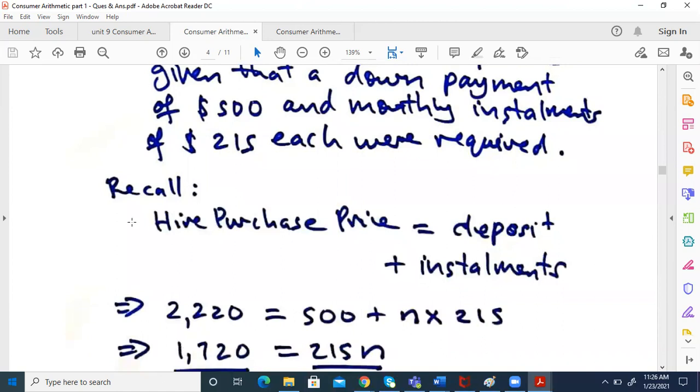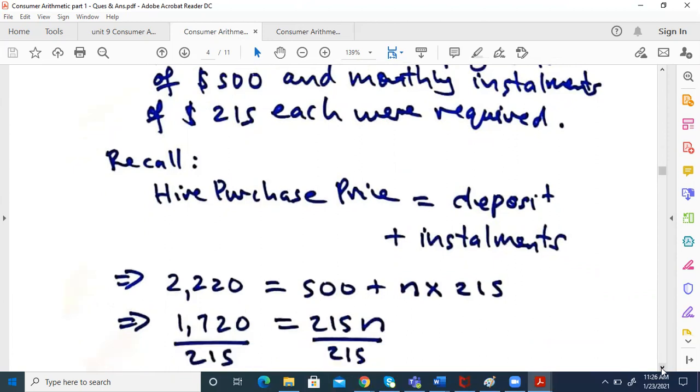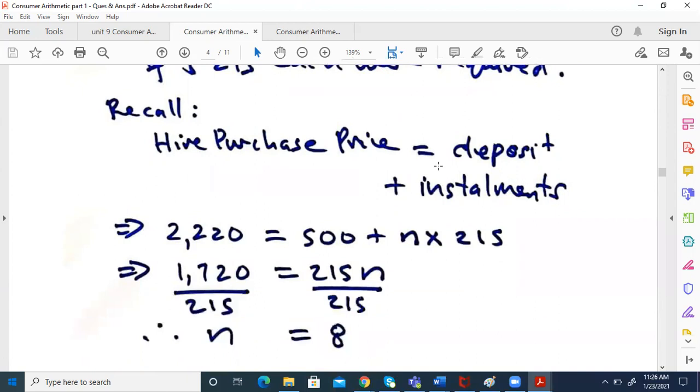So recall higher purchase price equals deposit plus installments. Very important. That is basically how all higher purchase price questions are set up: deposit plus installments. So you have the price, the deposit 500, and then the installments n times 215, and you're solving for n.